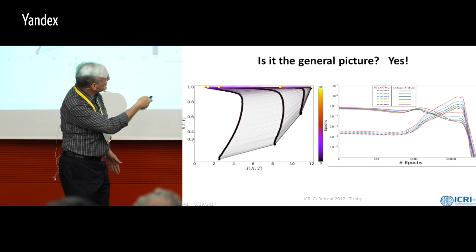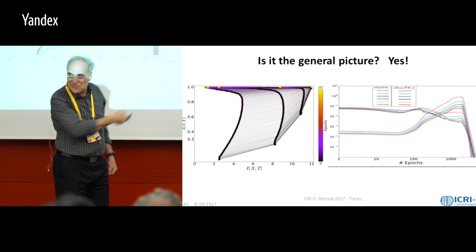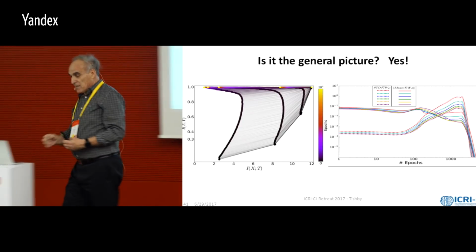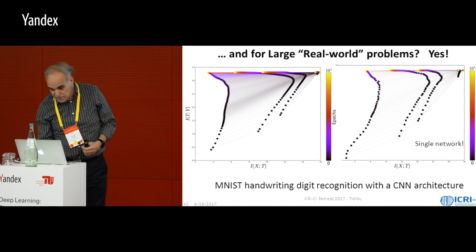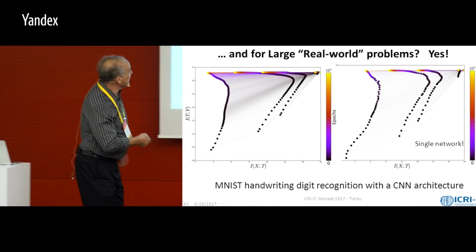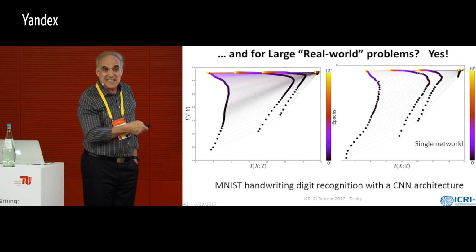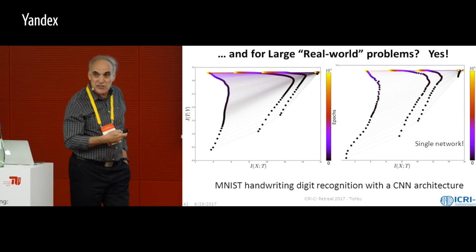High signal to noise, low signal to noise. And the same ratio of gradients, which is constant at the end. If you don't believe that this is general enough, here is a large problem. It's called the MNIST data. Maybe you heard about it. And this is exactly the same picture.